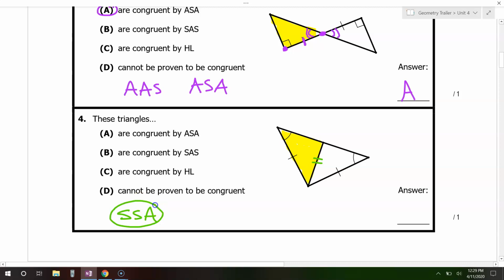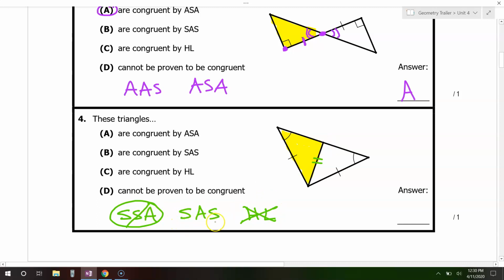Now, but that's not a thing. So if it's that one, we're going to automatically say cannot be proven congruent. Or it could be side, angle, side, because that has two sides and an angle. Or it could be hypotenuse, leg. Now, let's start with hypotenuse leg. Hypotenuse leg is only for right triangles because only a right triangle has a hypotenuse. This does not have a hypotenuse. This is not a right triangle. So it can't be that one. So it's going to be one of these two.